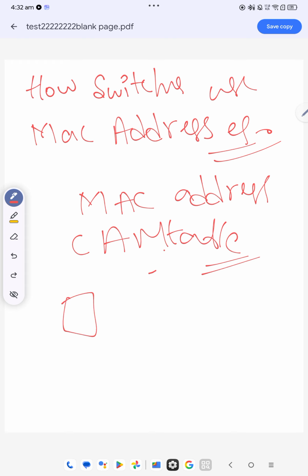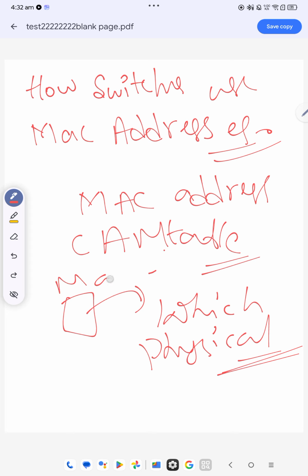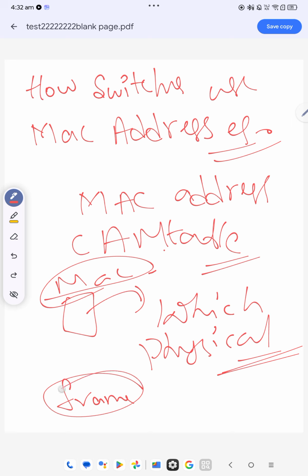Which MAC address is reachable on which physical port. This is the MAC address. First, a frame arrives at a switch. What is a frame? A frame is created at layer 2. In layer 2, encapsulation into frames is done. I think you understand it. In layer 3, it is packet encapsulation.